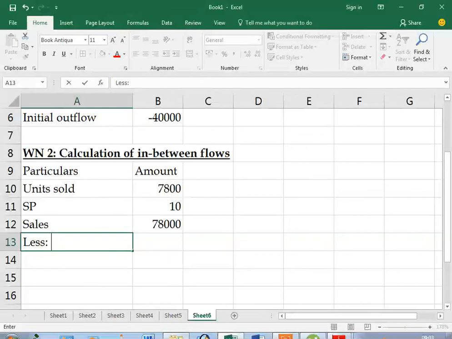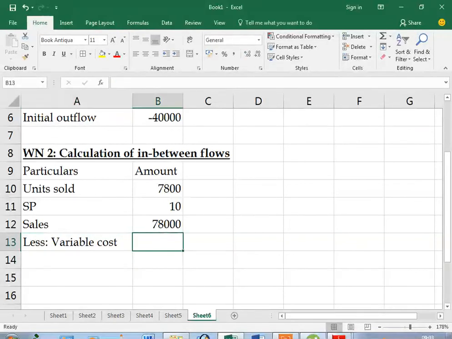Less variable cost. How much? 7,800 into 6. Sales 7,800 into 10. Variable cost is 7,800 into 6.